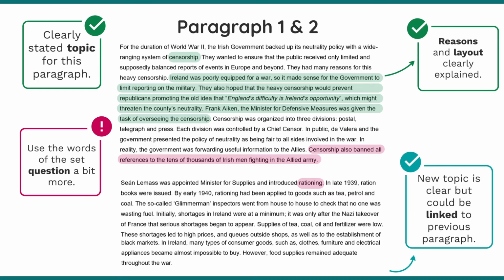So try and connect your paragraphs in some way. In this instance, it could have been something as simple as another factor during World War II in the South was rationing, or something like that. You can find your own language there, but link your paragraphs a little bit more than is done here, because the information and the content is really good and it's just a little bit more linking.